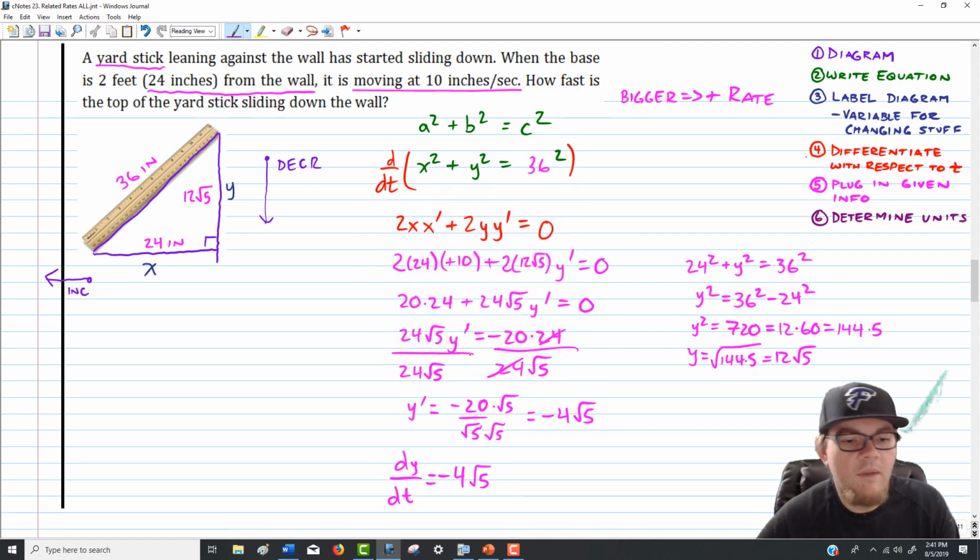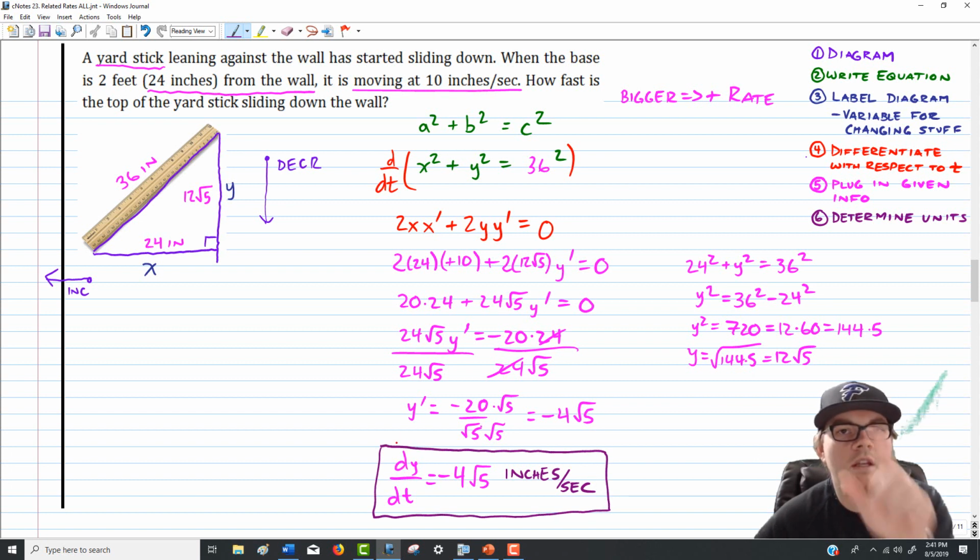Now in this case, I don't think we even need to go through and check all the pieces. I think we can just think this through. We're talking about how fast the vertical height is changing. The vertical height should be measured in the same inches. We kept things in inches, and then we were measuring per second. So this should be negative 4 root 5 inches per second. So that tells us how fast the top of that yardstick is falling down the wall at this moment.